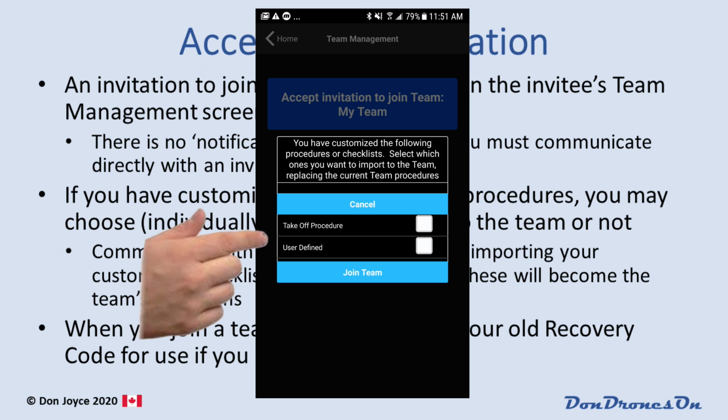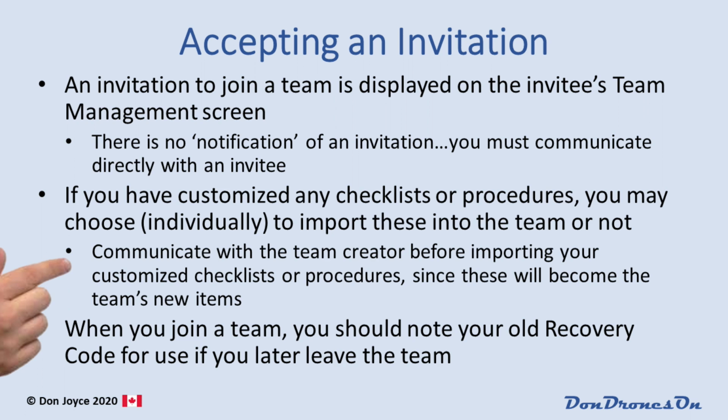And you need to choose individually, so you tick the ones you want, to import into the team. Because if you do that, they will replace the team's existing procedures or checklists that have the corresponding titles. And obviously, if you're going to do that, you should communicate with the team creator before importing your checklists, because they will become the team's new items. Now you can always recover, or the team creator can always recover their original ones or clear out things and change them. But I think it's nicer to actually say, hey, by the way, I've got a takeoff procedure that's a little better. Do you want me to import it into the team?